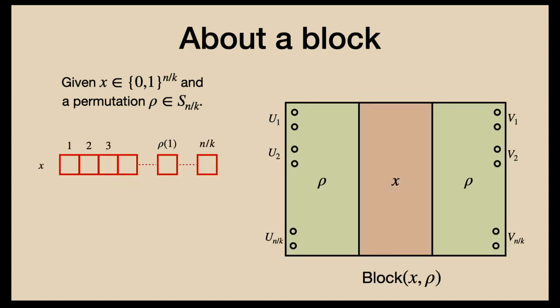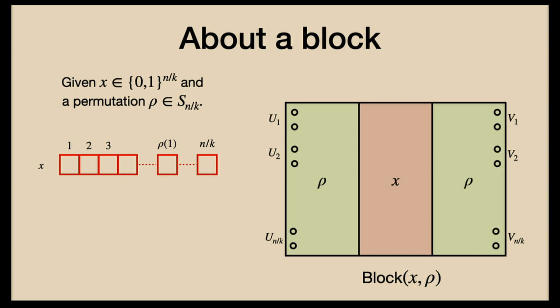So this block is also going to have these sets of vertices on the left and this set on the right. And what I want to happen here is that the path connections between these groups should encode some other string.